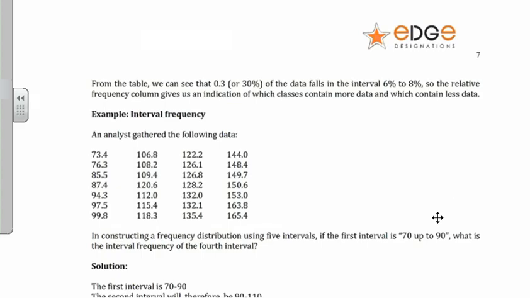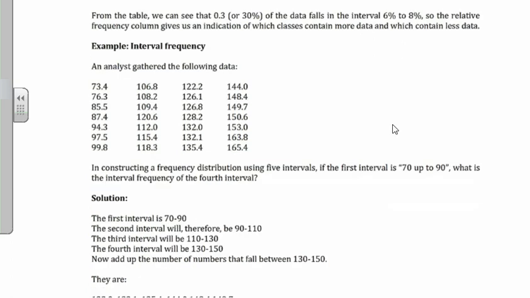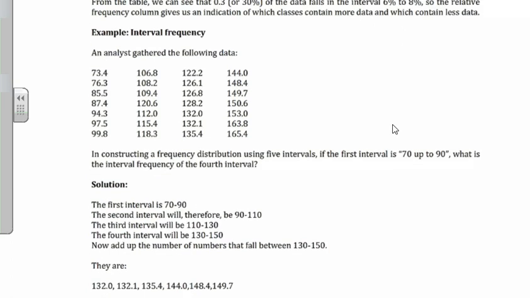Over the page, just another nice little example for you. I'm not going to go through it with you, but just to show you a little bit. An analyst has gathered a whole batch of data. When constructing a frequency distribution using 5 intervals, the first interval is between 70 and 90, and the question asks, what is the 4th interval? The only thing you need to take out of this question is that if the first interval is 70 to 90, there's a gap of 20 between them. And remember, what do we say about that?